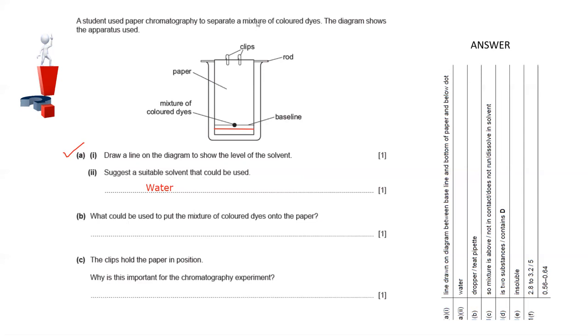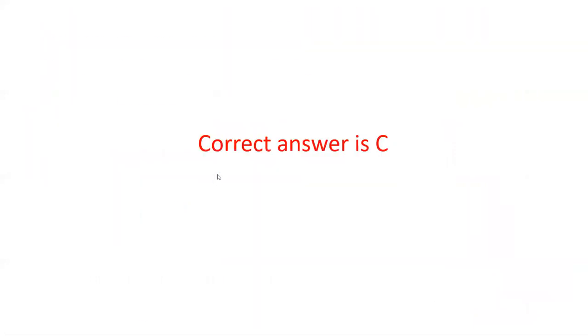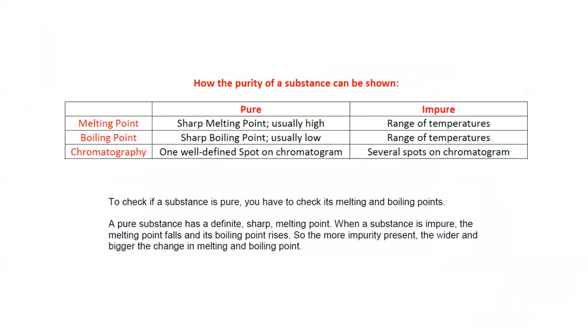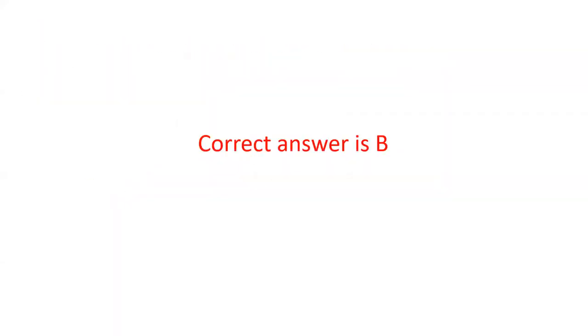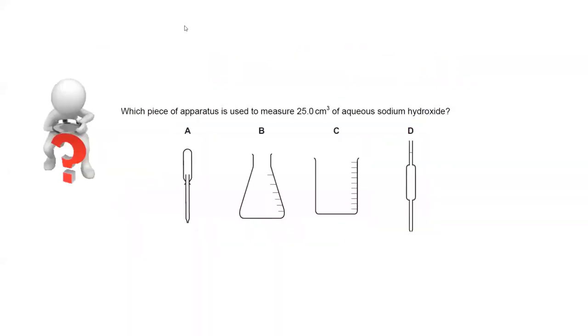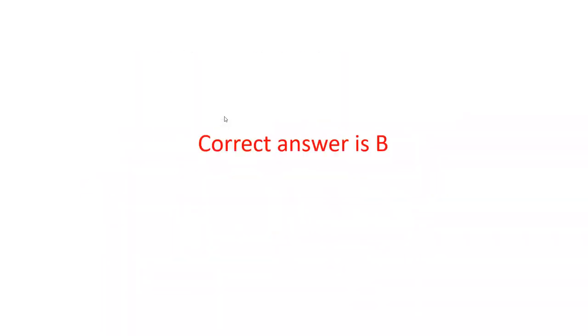Then what could be used to put a mixture of colored dyes onto a paper? How do we put these colored dyes onto a paper? For this purpose, we use a dropper or a teat pipette. Maybe you have seen droppers normally used for infants. Like there was a dropper in the previous part. If you want to add a small quantity of a liquid in drops, we normally use a dropper for that purpose.